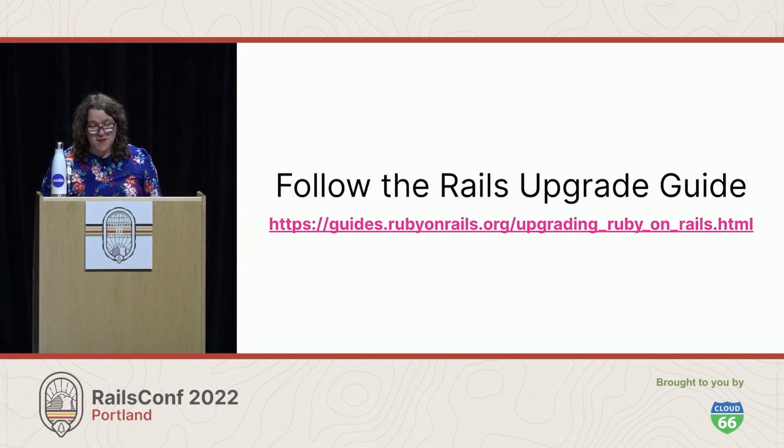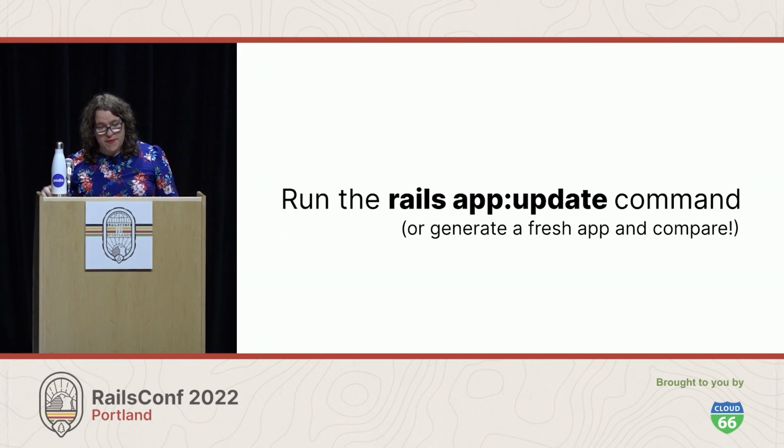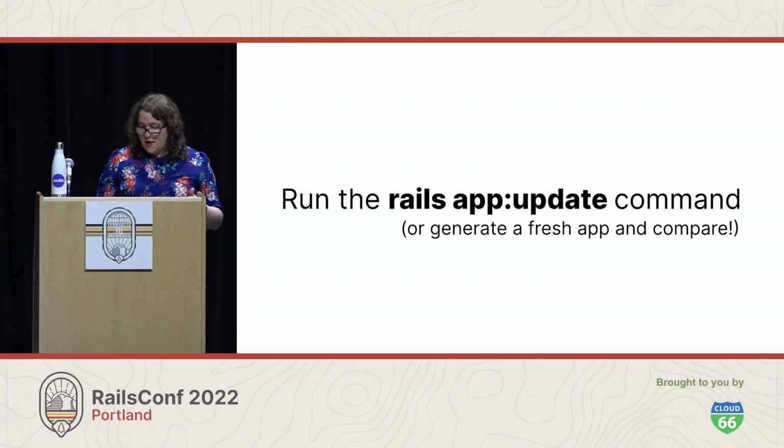Then you go through the Rails upgrade guide. The Rails team usually does a good job of noting what changes, and if not, that's a great spot for you to contribute back into open source. Run the Rails app:update command, or you can generate a fresh new Rails app and compare the environment and initializer folders. I oftentimes will do the fresh app strategy with the version I'm upgrading to and look at the configuration changes and see what's changed.